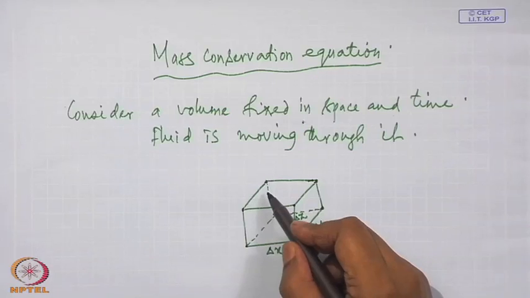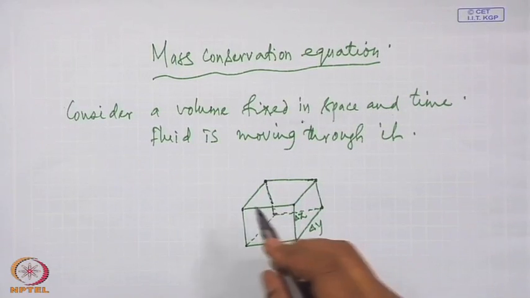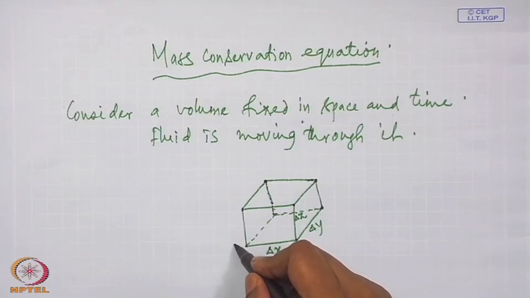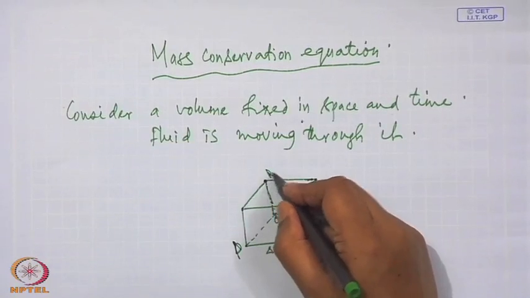How much fluid is moving into it and how much fluid is leaving out of it? We can consider phase by phase. Let us consider this phase which is perpendicular to this x direction. You can name it say P Q R S, this phase.